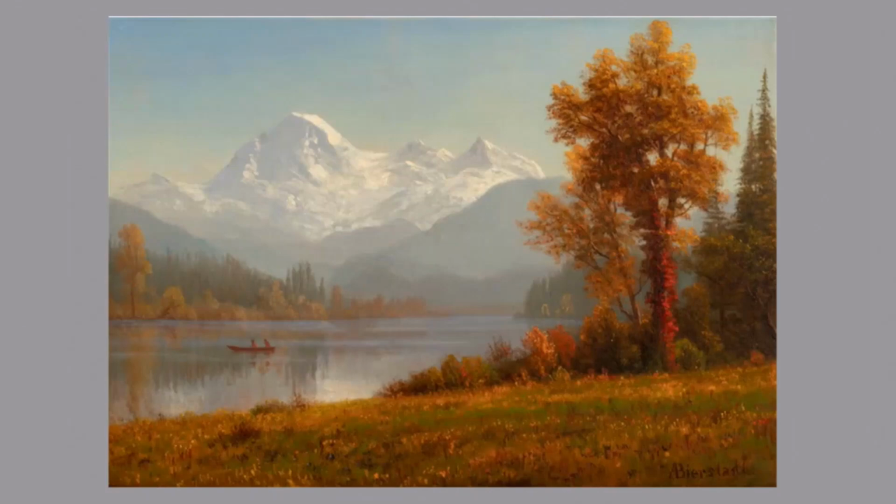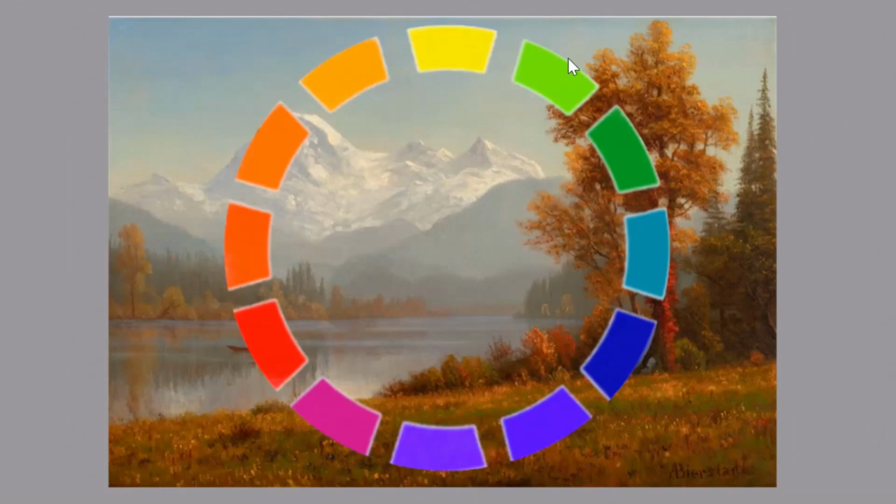But then in this painting by Albert Bierstadt, we can see the yellow green, the red violet, orange, and the blue green. Those would be the colors that he would put on his palette. And you can see mixtures of these in here. You can see the mixtures of the oranges and the red violets.